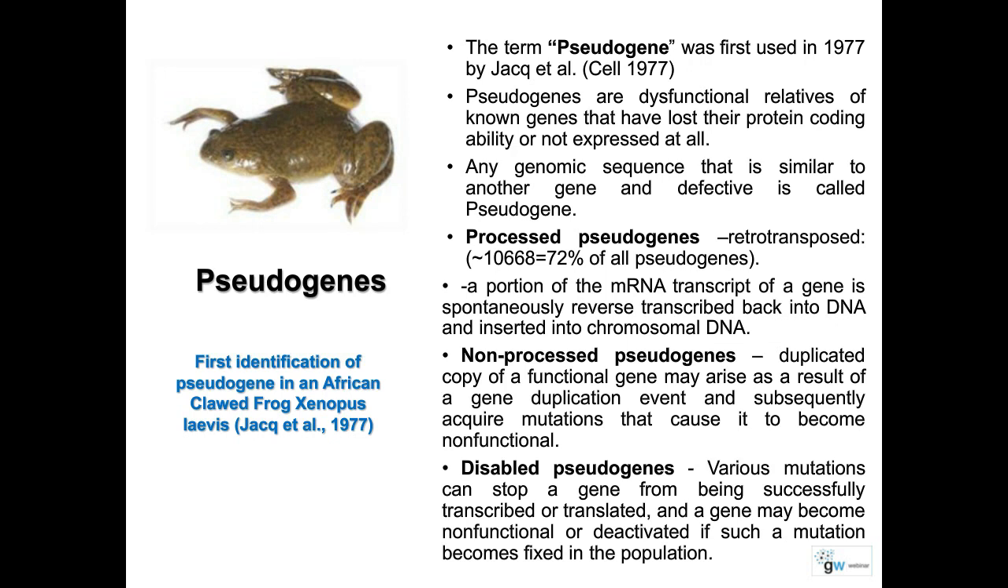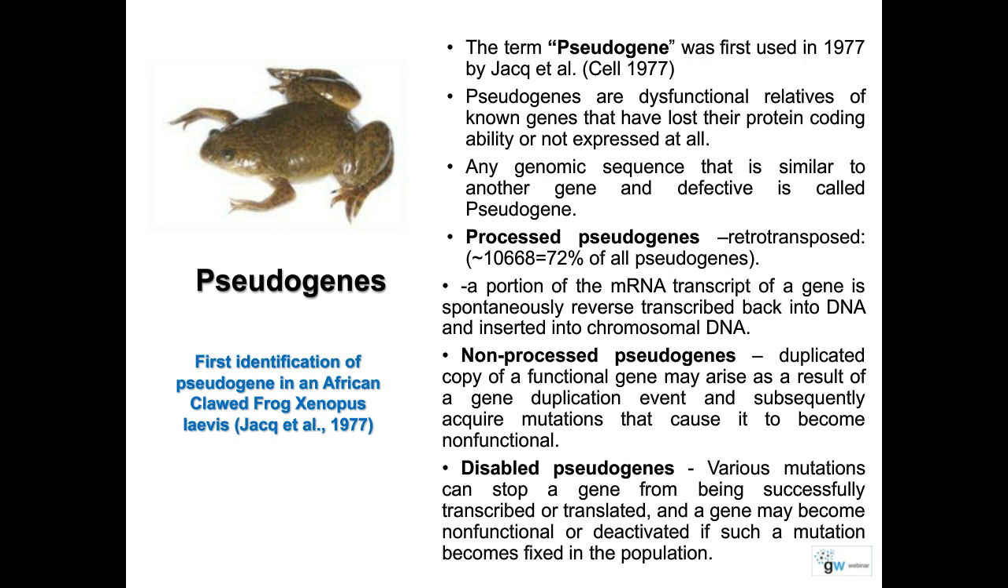There are three major types of pseudogenes based on their expression and genomic organization. About 72% of all pseudogenes are classified as processed pseudogenes, meaning that a portion of the mRNA transcript of a gene is spontaneously reverse transcribed back into DNA and inserted into different regions in the genome. So this is called a processed pseudogene.